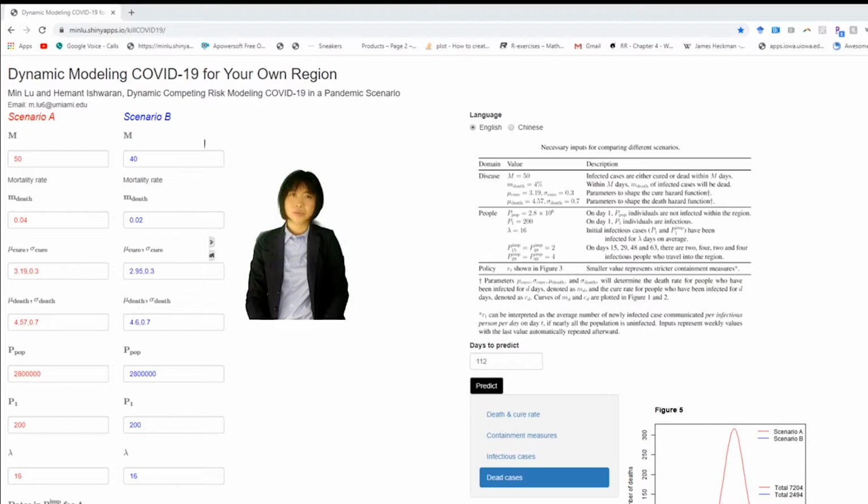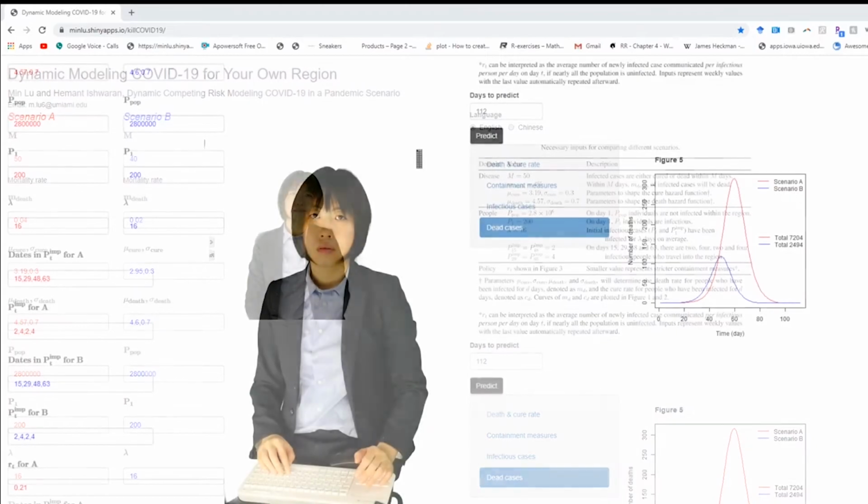Now let me introduce you our COVID-19 prediction website. When you open the website, there are 3 parts. On your left, this is the input part where you can input different parameters. On your right, first you can see the descriptions of all the parameters you're going to input, and below that is the prediction part where you can check all the parameters and all the prediction results.